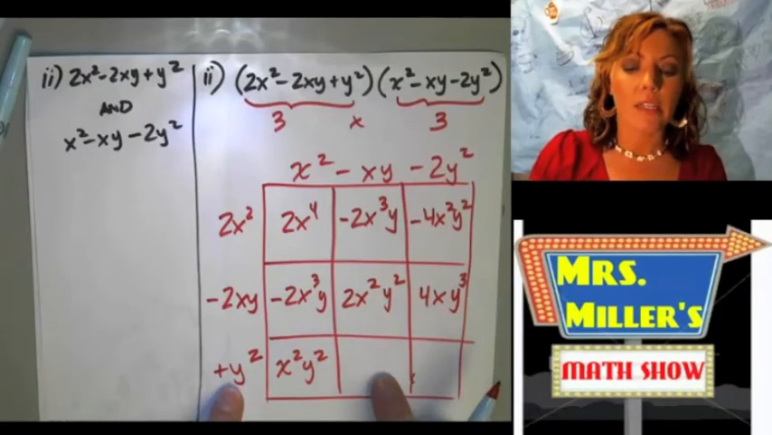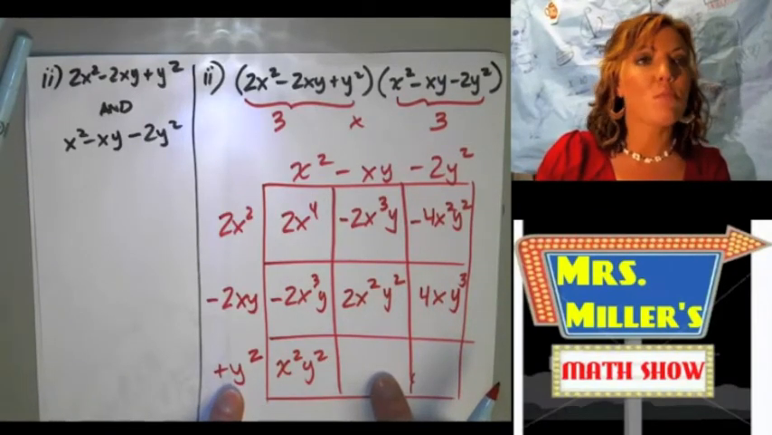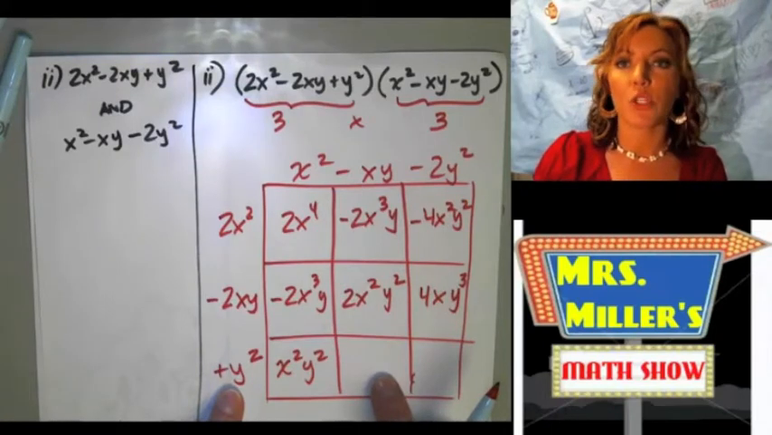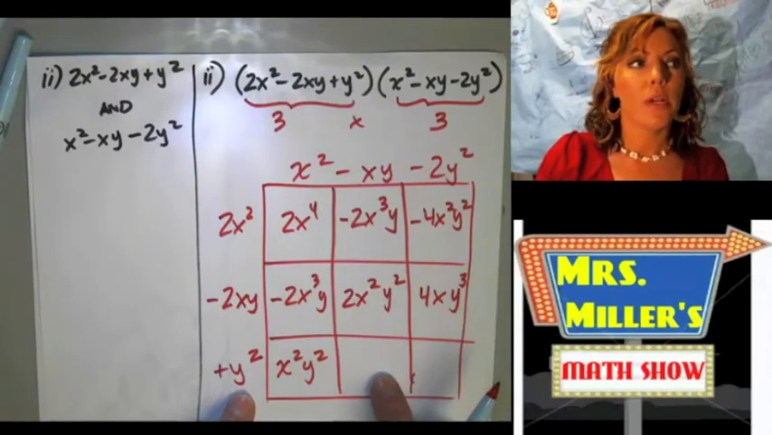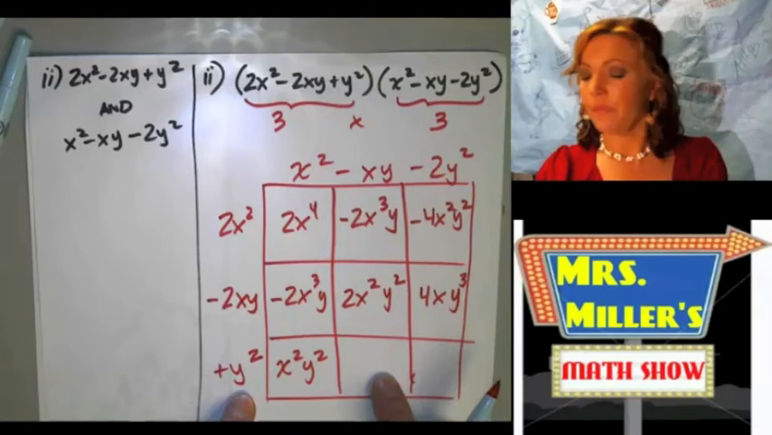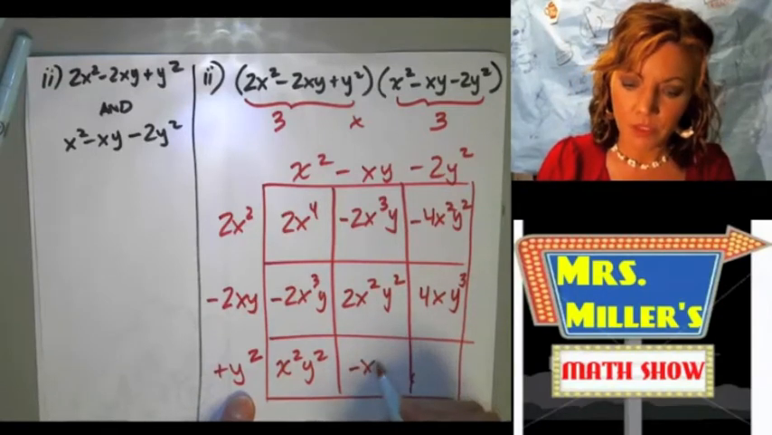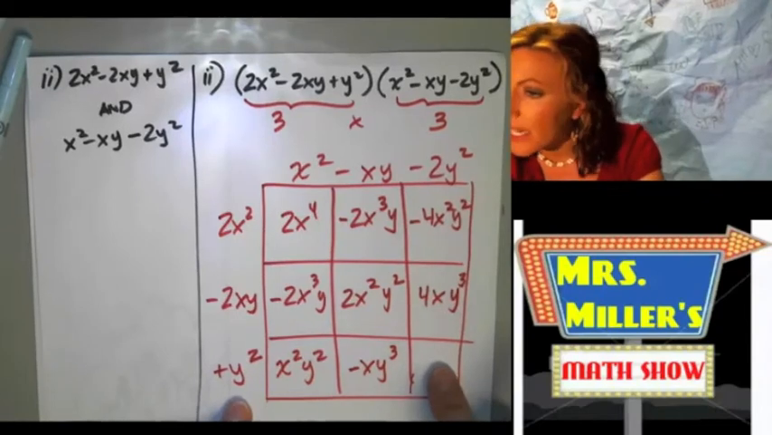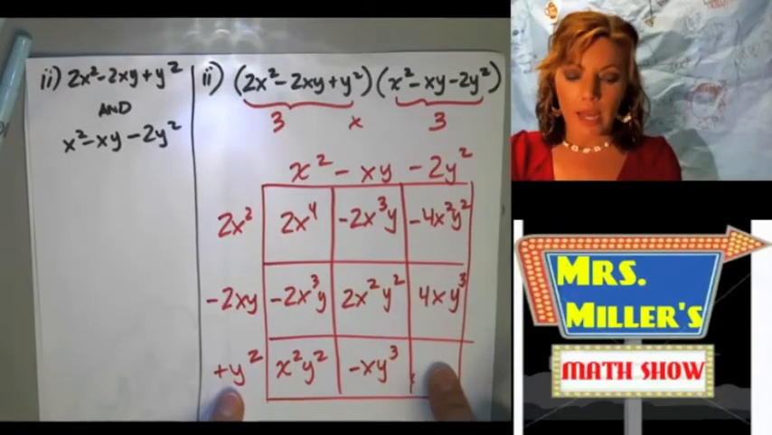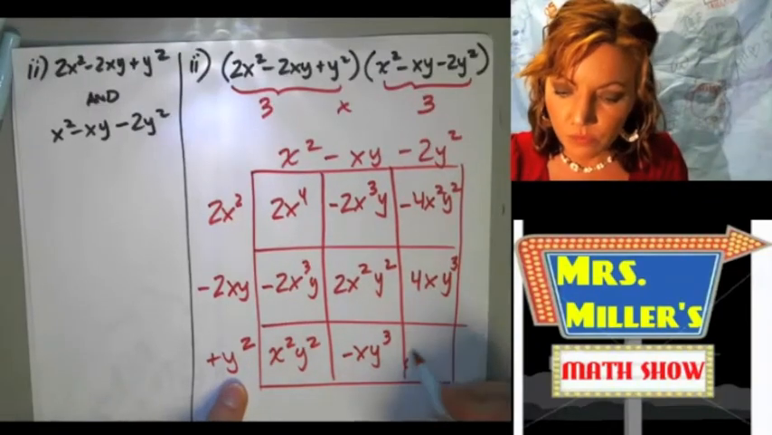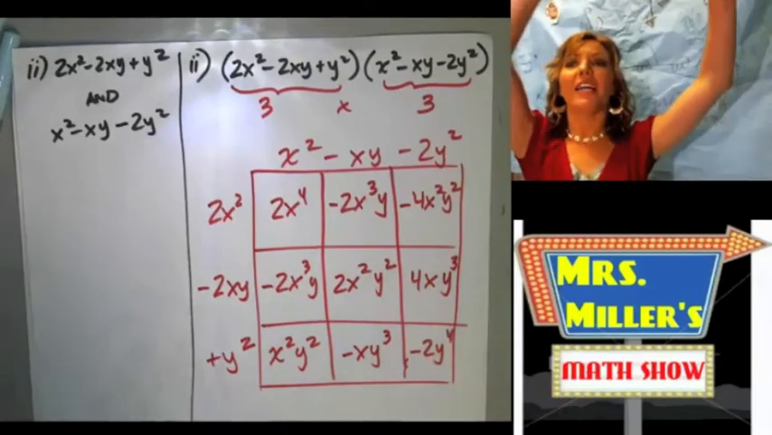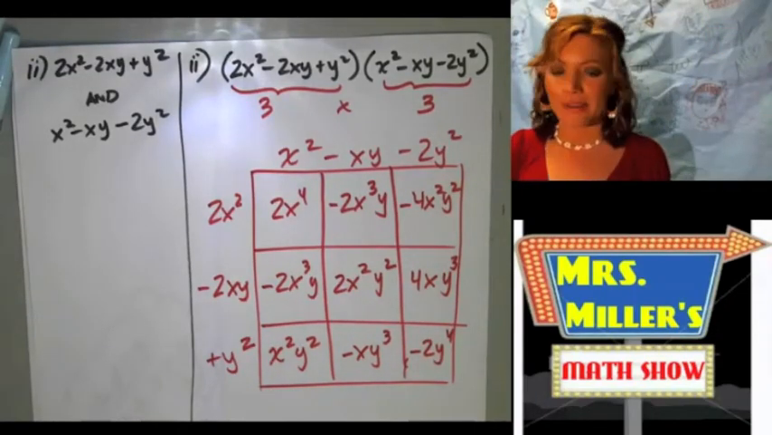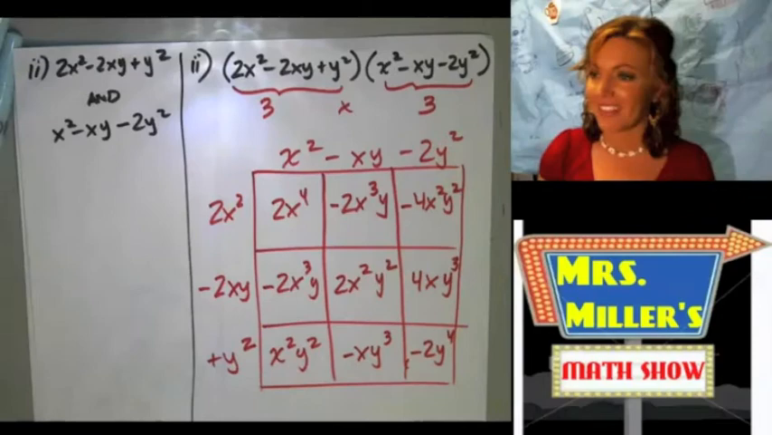Then, let's see, negative xy times positive y squared. What does that come out to? Aiden? Would it be negative x y to the 3rd? Very good. And then the last one, we have y squared times negative 2y squared. What does that come out to? Alan? Negative 2y to the 4th. All right, now let's give everybody a round of applause who participated on that problem.